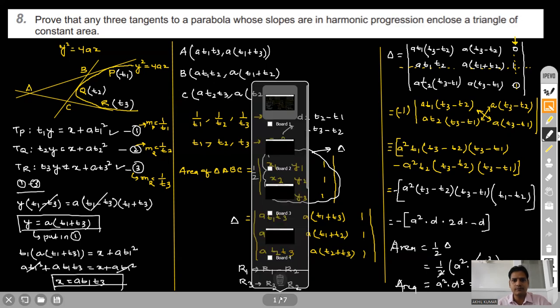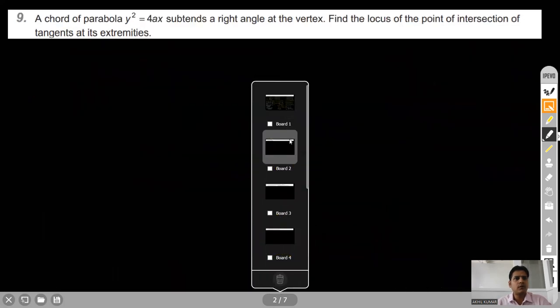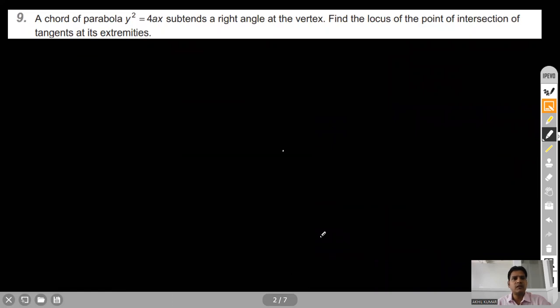Question number 9. It is saying a chord of the parabola y square is equal to 4ax subtends a right angle at the vertex. Find the locus of the point of intersection of tangents at its extremities.